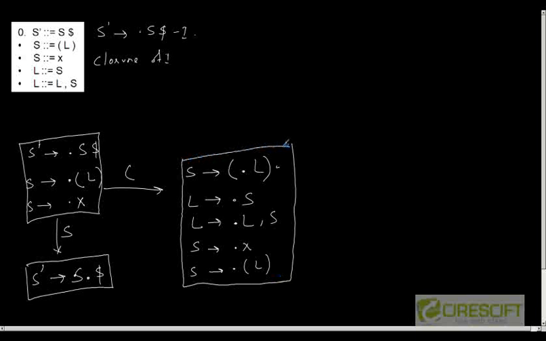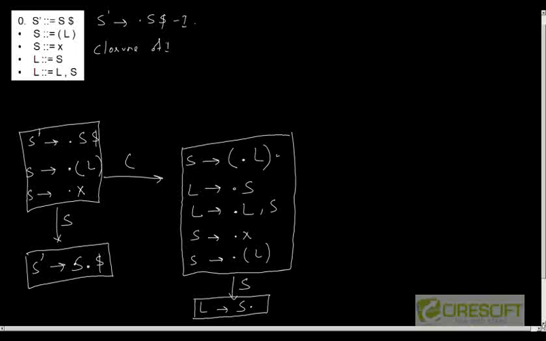Okay, now from here, if you consume S, what will happen? If you consume S, then the item that can be possible is L is equal to S dot, and no other things, I guess. So L is equal to S dot is possible by consuming the non-terminal S. Okay, so let me drag it down.